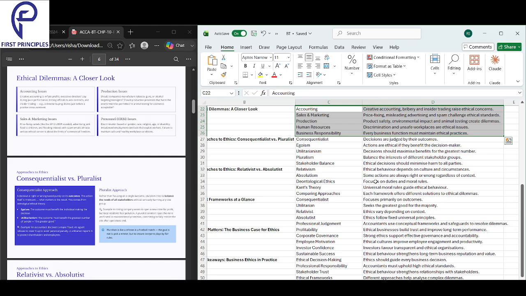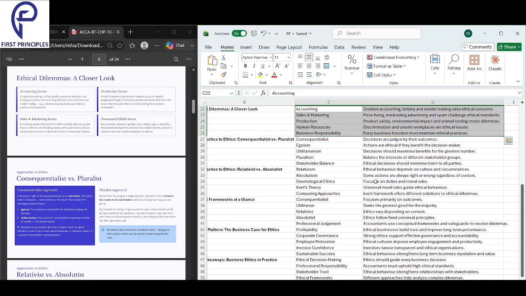And finally, business responsibility. Every business function must maintain ethical practices.